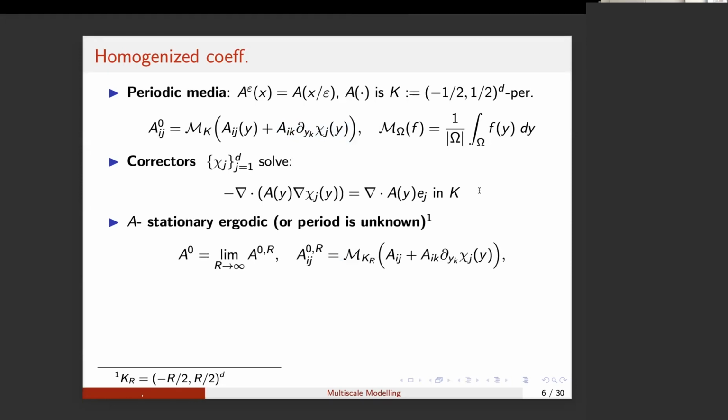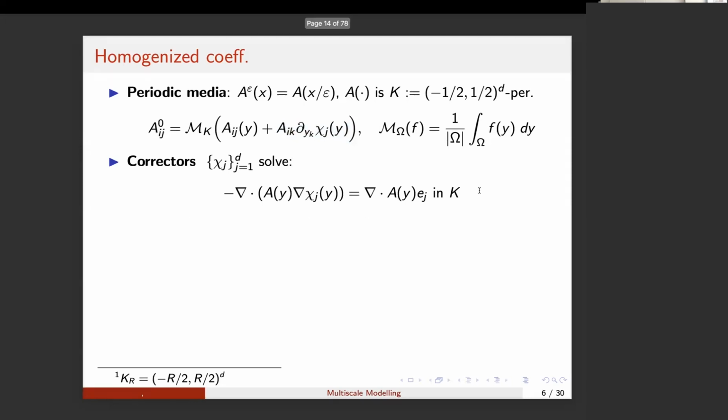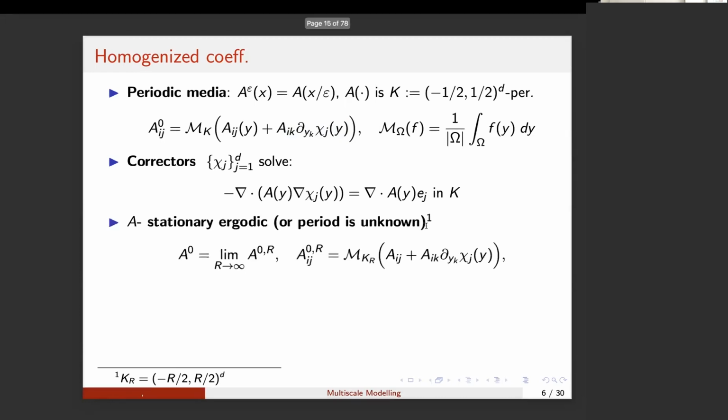Okay. So now what we say here is that if the material was periodic, then we have to solve only a periodic problem over the unit cell. But now in engineering, it's very typical that maybe the material is periodic or very close to periodic, but we don't know the period. We don't know what the period is. Or the material is, let's say, random. And so now we assume that the material is stationary ergodic.